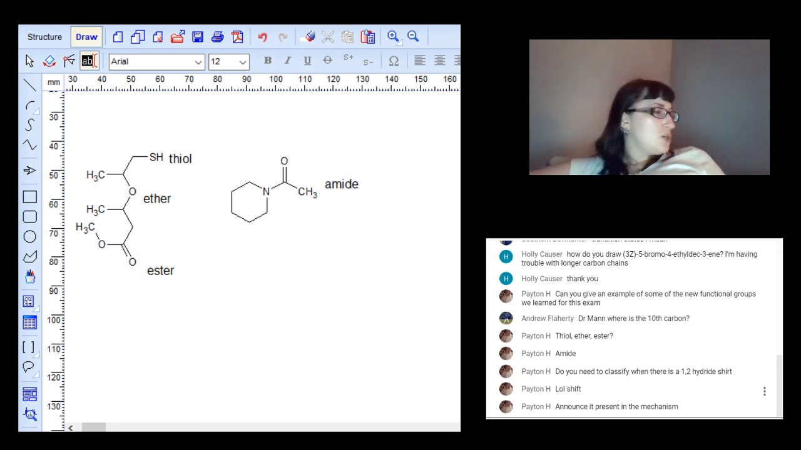There's a good section in your book on chapter 6. I don't have that on me. It's upstairs under my bed. Yes, I sleep on top of my organic chemistry textbook.